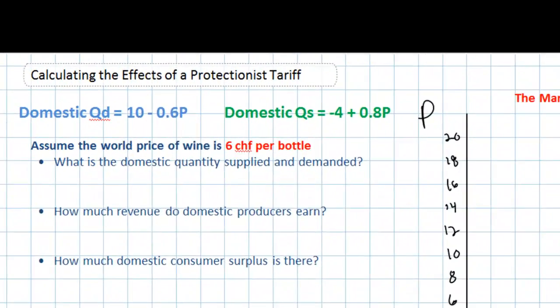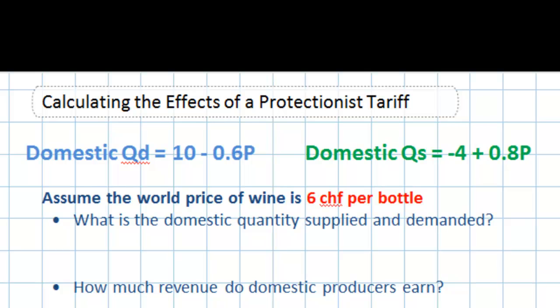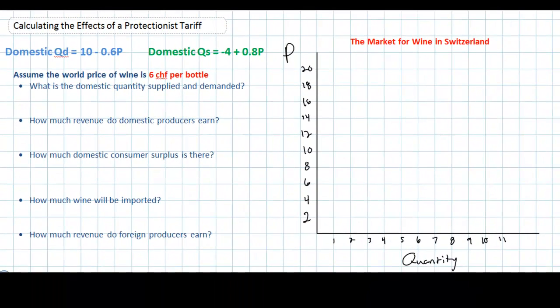Assume that the domestic quantity demanded for wine, as indicated here on the left, is represented by the equation 10 minus 0.6p. To start off, I'm going to draw the demand curve for wine in Switzerland. The domestic demand for wine in Switzerland begins on the quantity axis at a quantity of 10 and intersects the price axis at a price of 16.67. Therefore, the blue curve represents the domestic demand for wine in Switzerland.